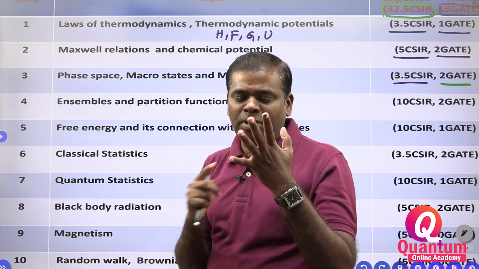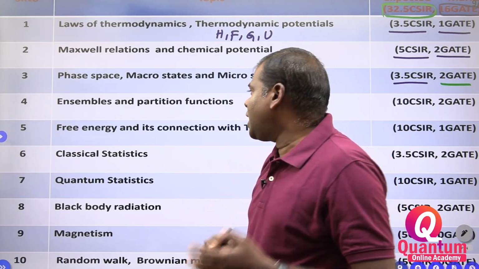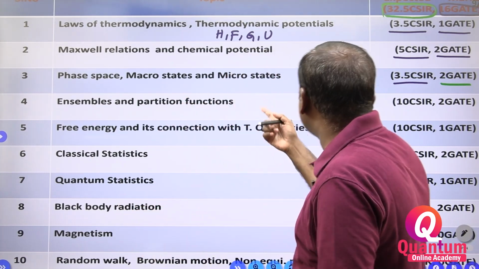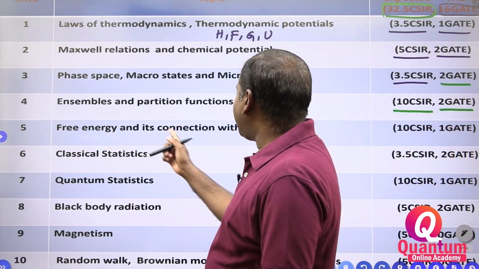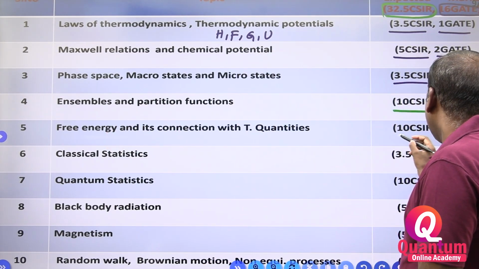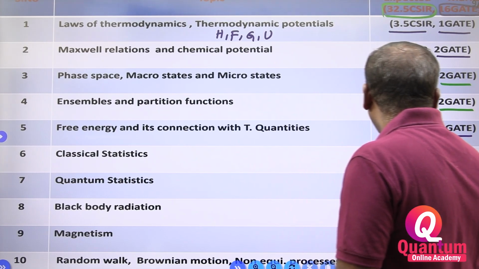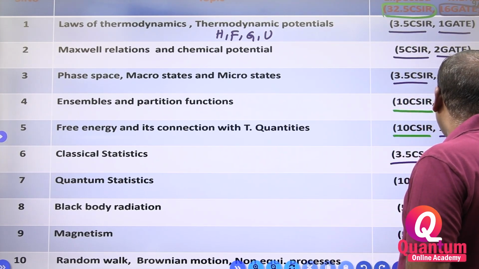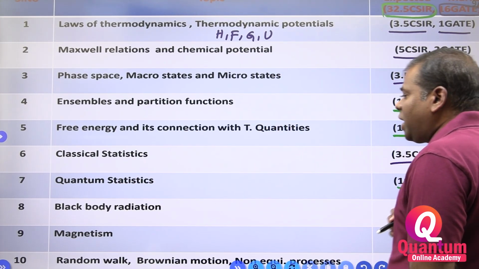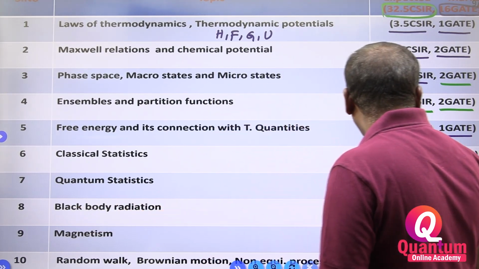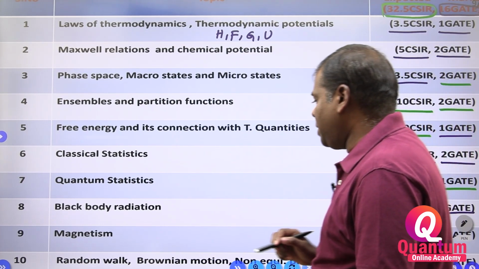Ensembles, 3 types of ensembles are there: canonical ensemble, grand-canonical ensemble, micro-canonical ensemble, and their partition functions also. You will get 10 marks in CSIR, 2 marks in GATE. Free energy and its connection with thermodynamical quantities, 10 marks in CSIR, 1 mark in GATE. Classical statistics, 3.5 marks in CSIR, 2 marks in GATE. Quantum statistics, 10 marks in CSIR, 1 mark in GATE. Blackbody radiation, 5 marks in CSIR and 2 marks in GATE.